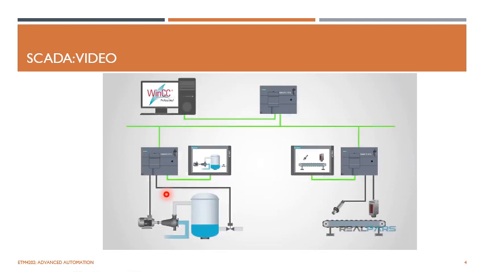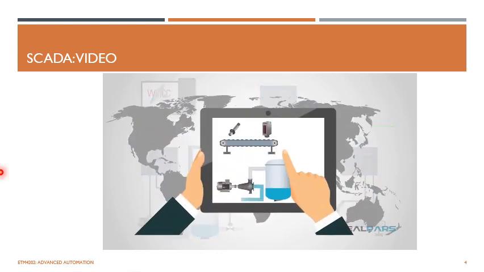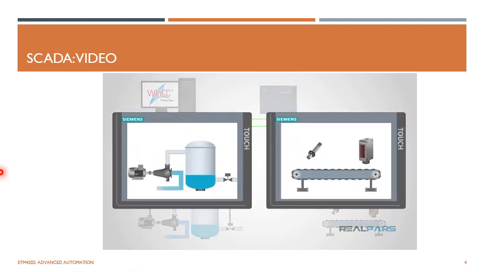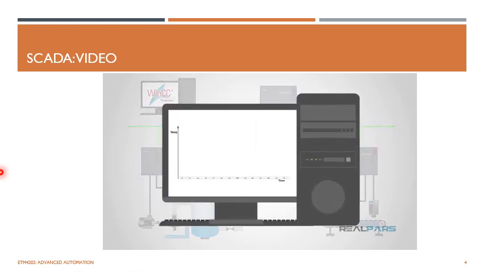A SCADA system is a collection of both software and hardware components that allow supervision and control of plants both locally and remotely. SCADA also examines, collects, and processes data in real time. Human-machine interface, or HMI software, facilitates interaction with field devices such as pumps, valves, motors, sensors, etc. Also within the SCADA software is the ability to log data for historical purposes.